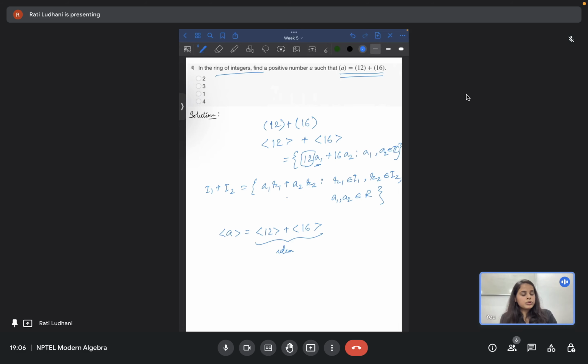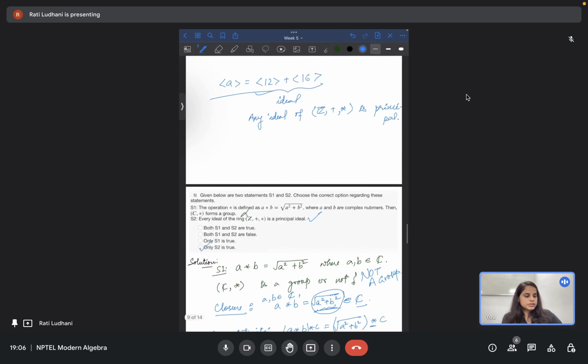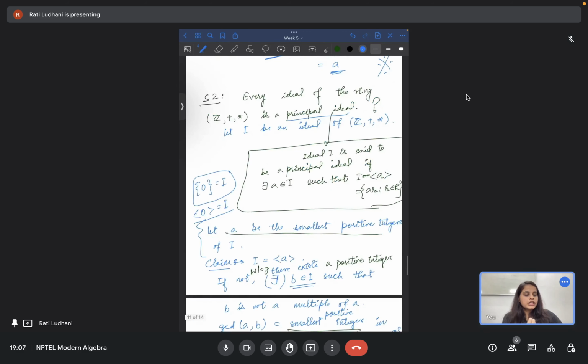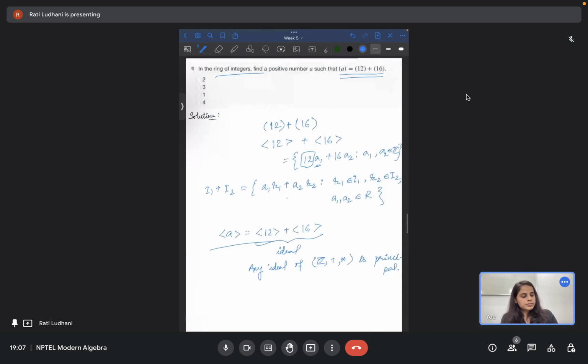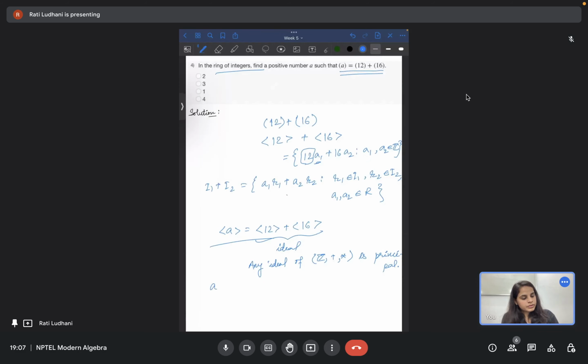Now you have proved that any ideal of the ring of integers is principal. That means it should be generated by one element. That's why they have asked, can you find some A such that this will happen? So you need to find A. According to the process we did here, A should be the smallest positive integer.